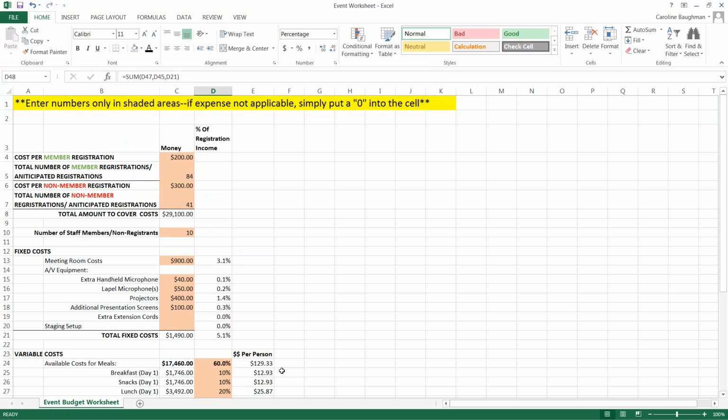So this is kind of the gist of how this particular spreadsheet works. And I hope that it proves useful. If you have any questions about any of the formulas, just let me know.